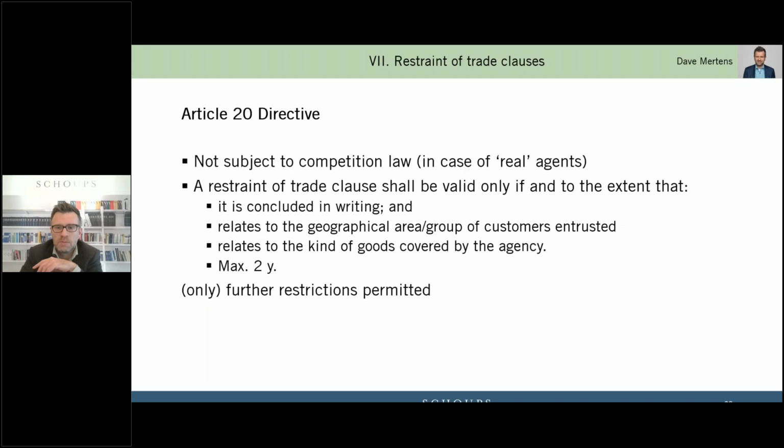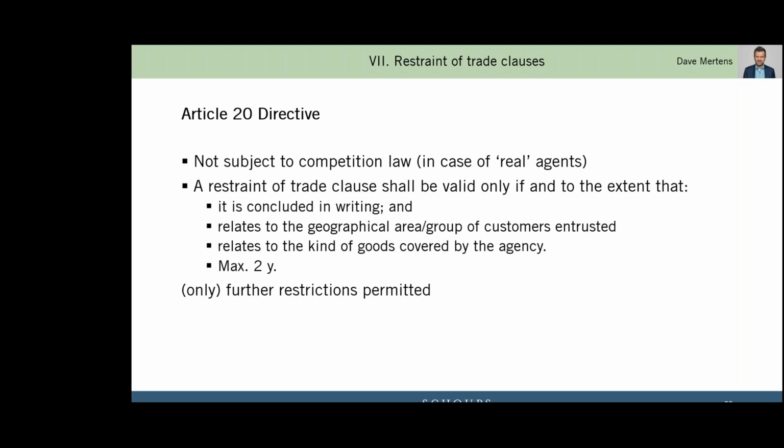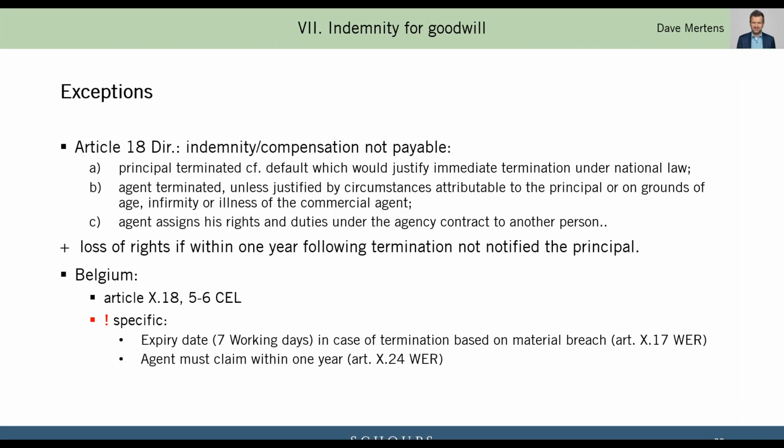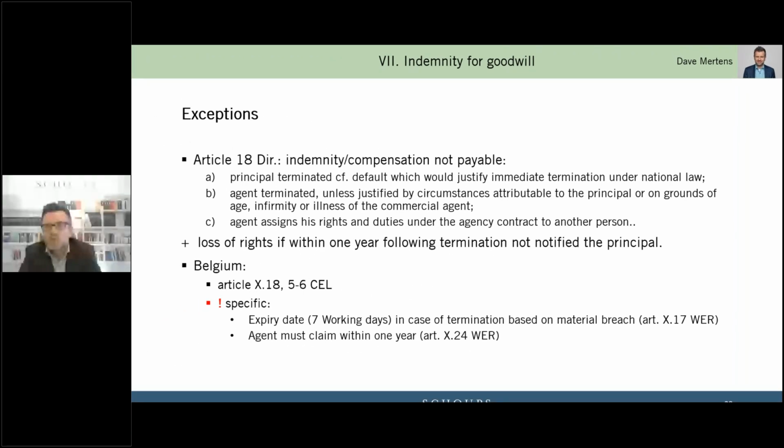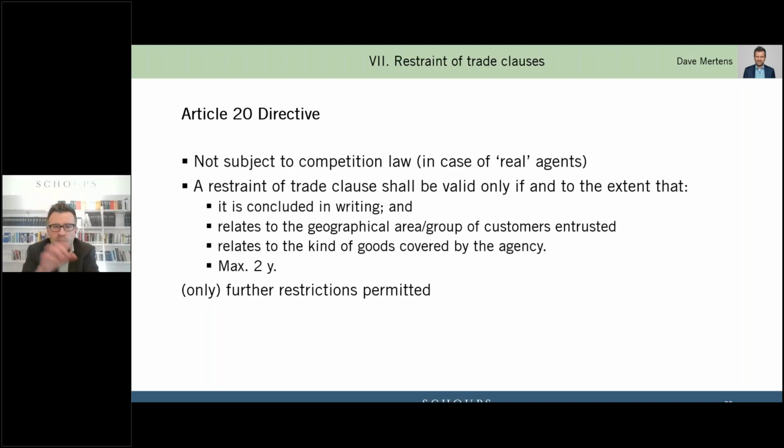Restraint of trade clause. So we talked about indemnity for goodwill. Restraint of trade clauses, as I said, it's perfectly possible to put in your contract, you as a commercial agent will solely represent me, will solely represent my brands, my products. It's not mandatory. Sometimes it's a better idea to choose an agent that also represents complementary products or even competing products. You can do so.